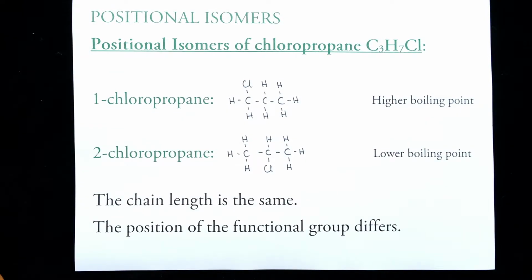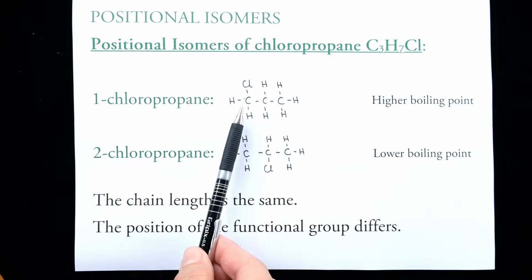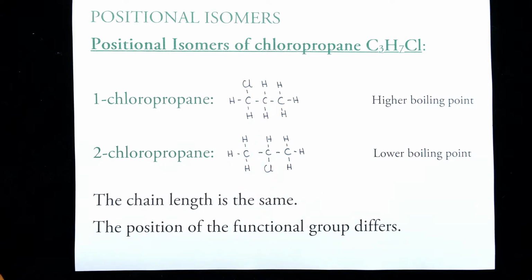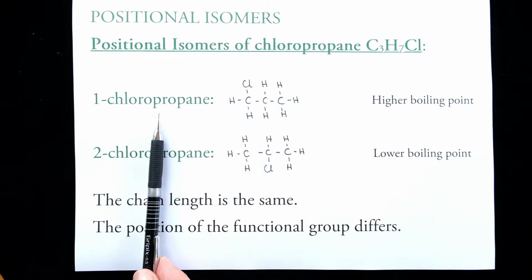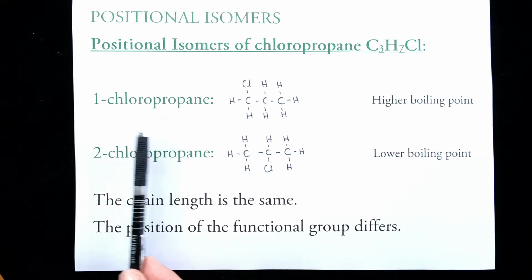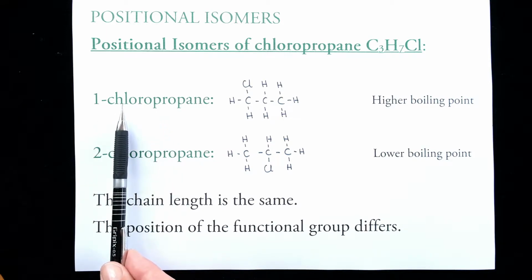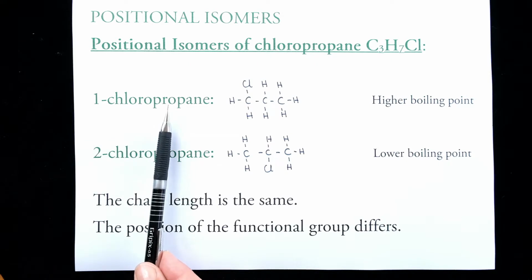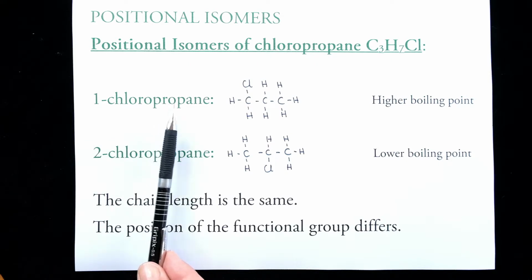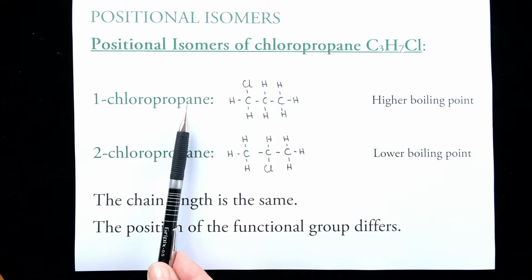In the first molecule, the chlorine is on the carbon on the left-hand side, so we will start numbering from the left-hand side. So it's on carbon number 1. So the name is 1-chloropropane. Chlorine atom on number 1, prop because there are 3 carbons in the chain, and ane because we have single bonds between the carbon atoms.